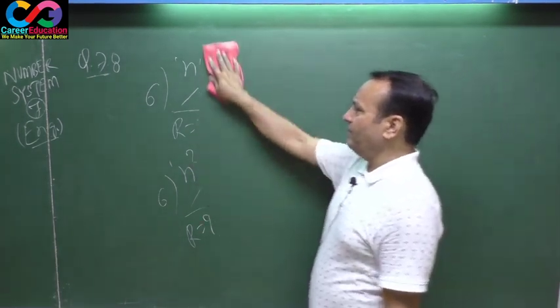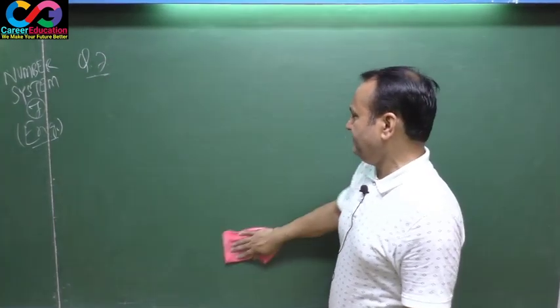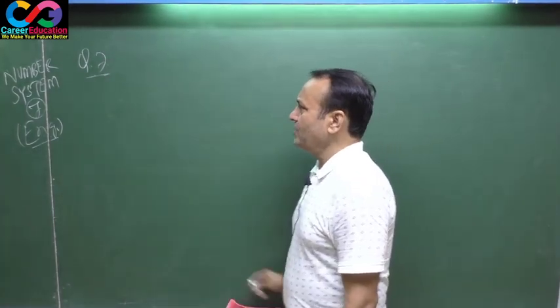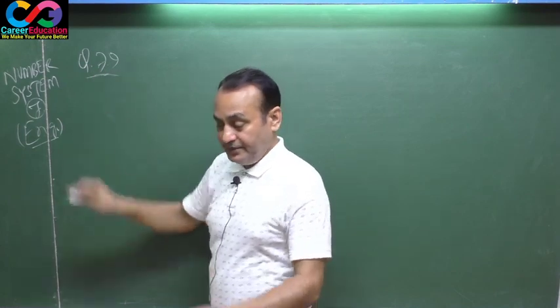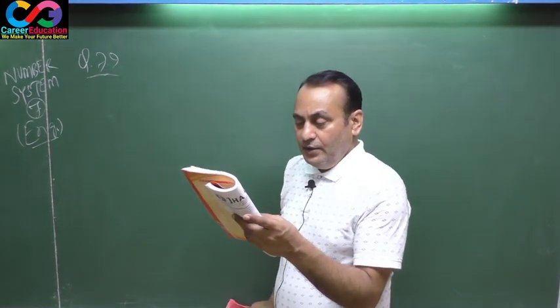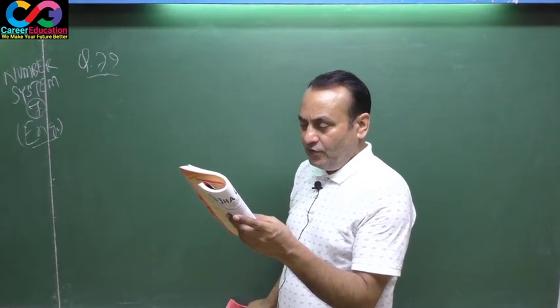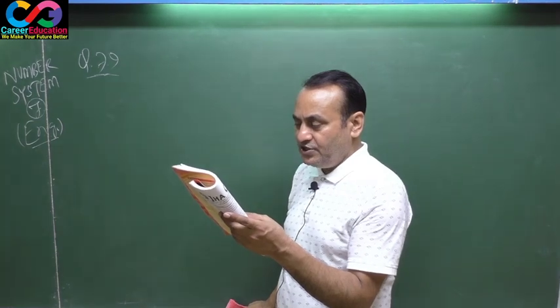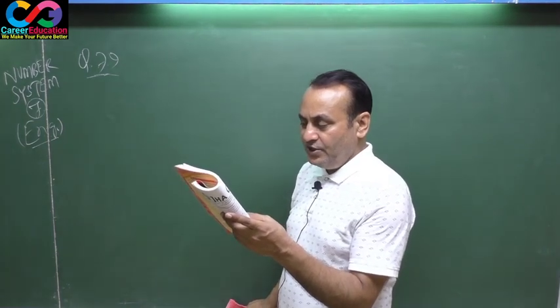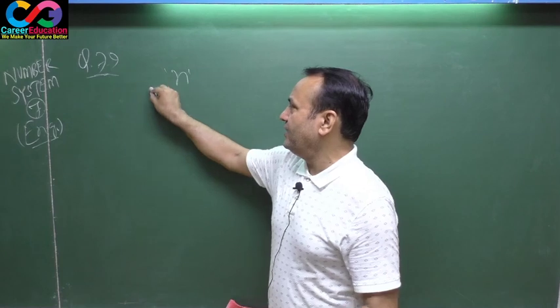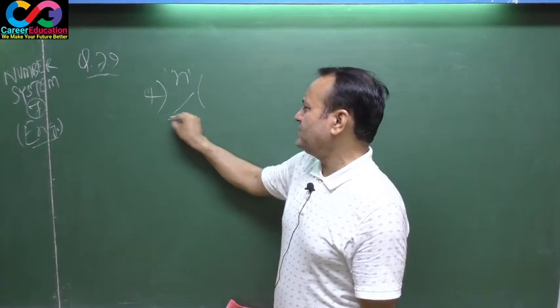Now come to question number 79. When a number n is divided by 4, the remainder is 2.